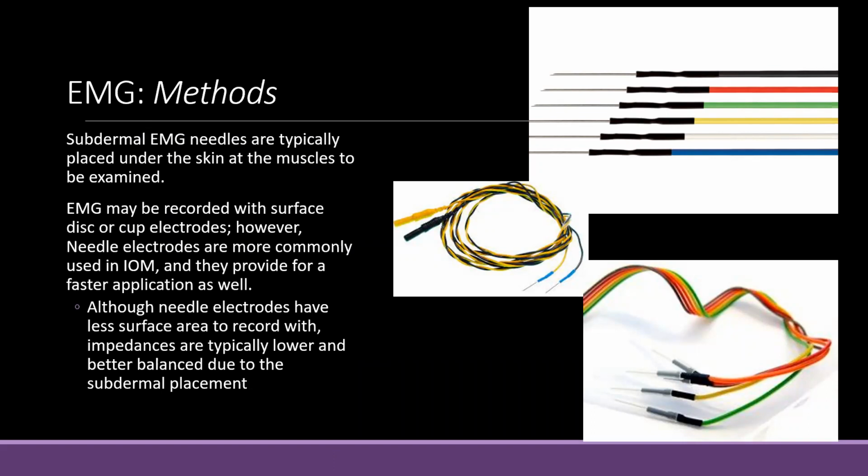These are some of the tools of our trade here. Subdermal EMG needles are typically placed under the skin at the muscles to be examined. EMG may be recorded with surface disc or cup electrodes. However, needle EMG electrodes are much more commonly used in IOM, as they provide for faster application as well as secure application. Although the needle electrodes have less surface area to record with, impedances are typically lower because they're placed subdermally, and they're usually better balanced as well.